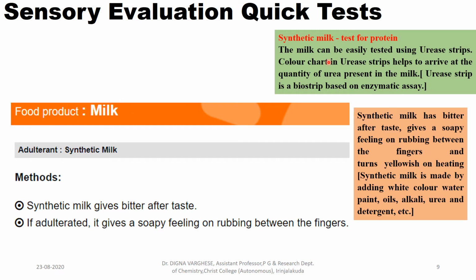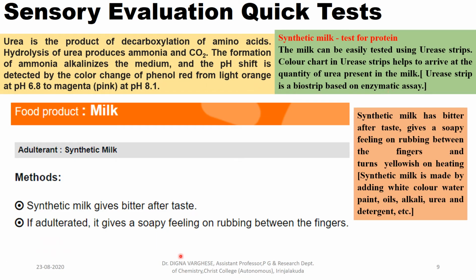That is, the milk can be easily tested using urea strips. The color chart in urea strips helps to arrive at the quantity of urea present in the milk. Urea strip is a biostrip based on enzymatic activity. In synthetic milk, we are adding pure urea, so we can easily do the test of whether urea is present or not by using simple urea strips.